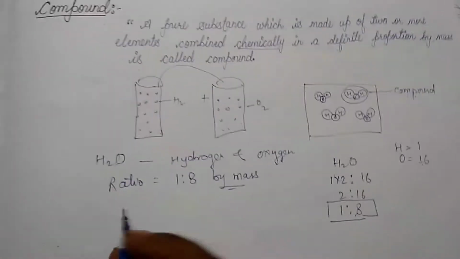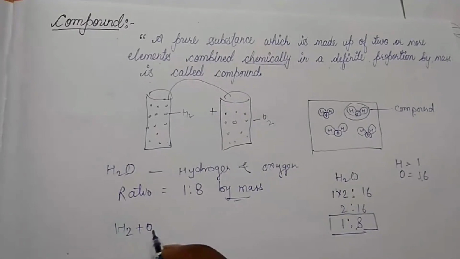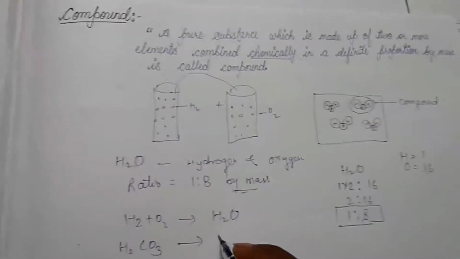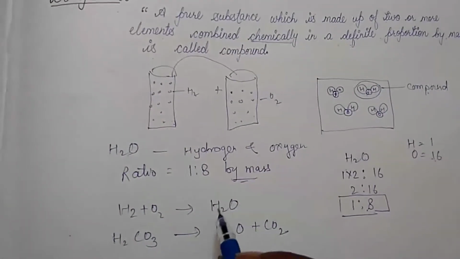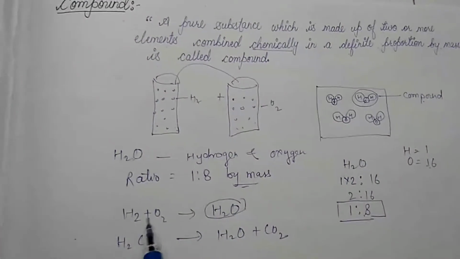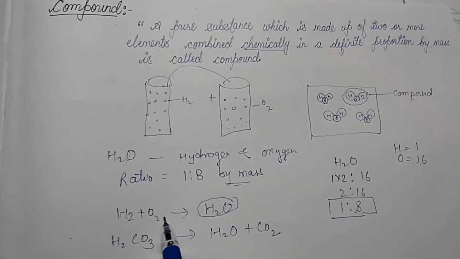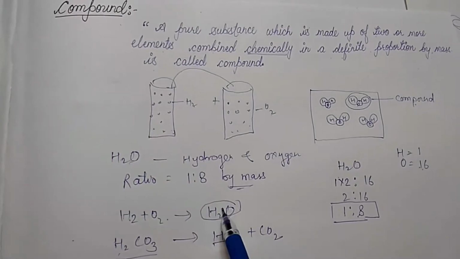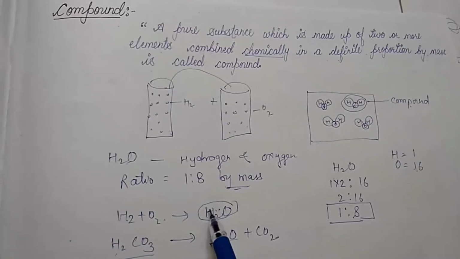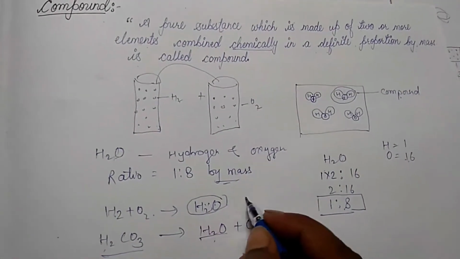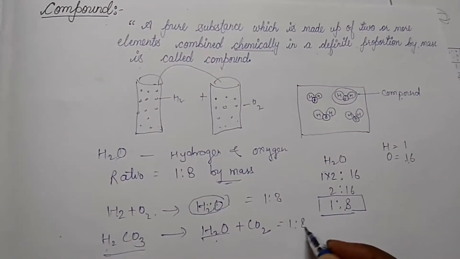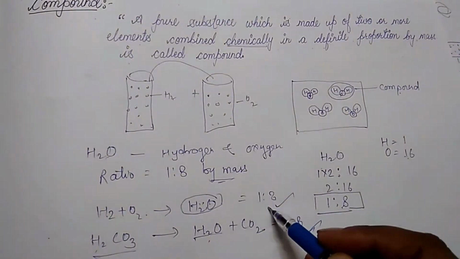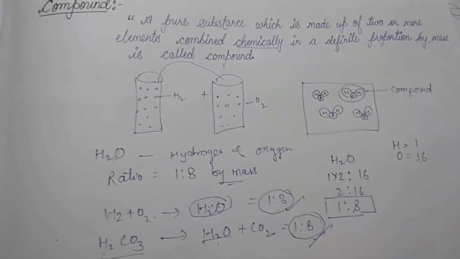Clear, children? Now suppose H2 plus O2 combine to give H2O, and H2CO3, when this compound breaks, gives H2O plus CO2. See, children, we have obtained water from two sources: first, by combination of hydrogen and oxygen, and second, by decomposition of carbonic acid. Now compare this. You will see that this water and this water contain the same type of elements, hydrogen and oxygen, and the ratio will be 1:8. Okay children, it means combined chemically in a definite proportion by mass, meaning the ratio of their constituent elements will be the same everywhere. Clear, children?